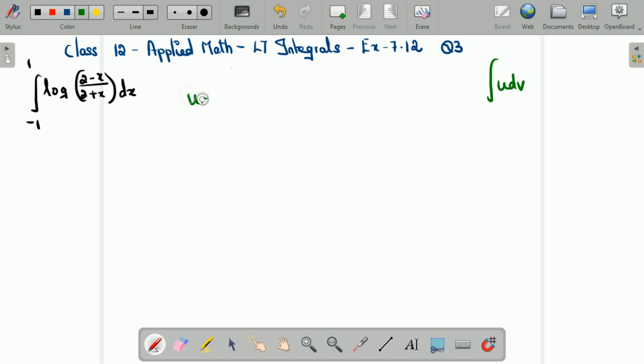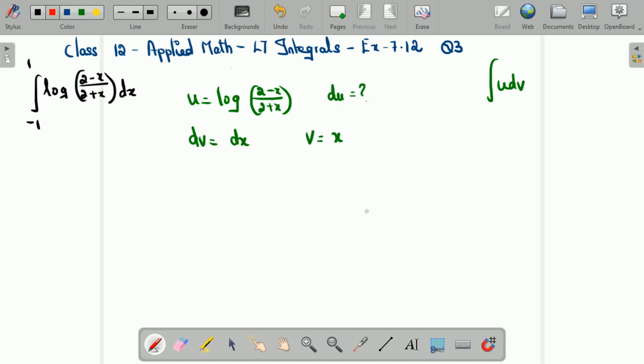So u is going to be equal to log of (2 minus x) divided by (2 plus x), and dv is going to be equal to dx. So v is directly, we can write this because integral of dx is going to be x. Now let's compute what is du.